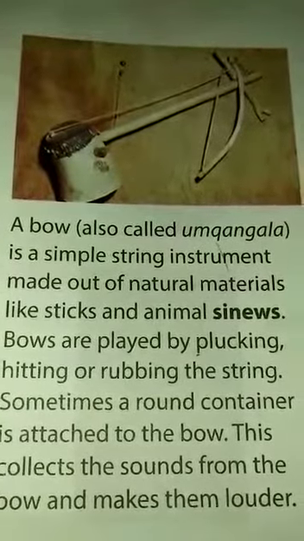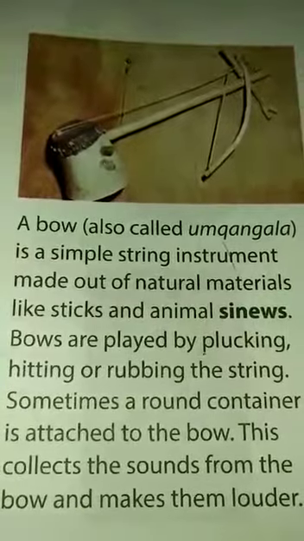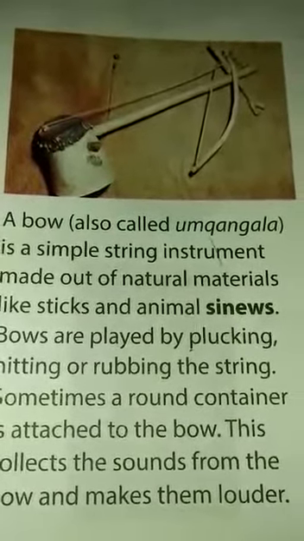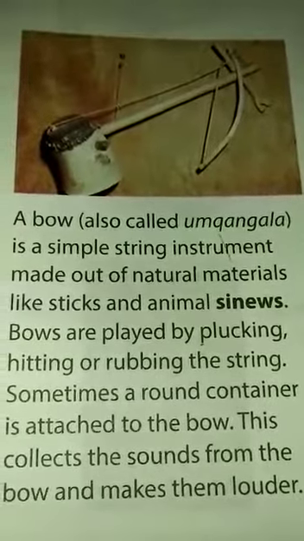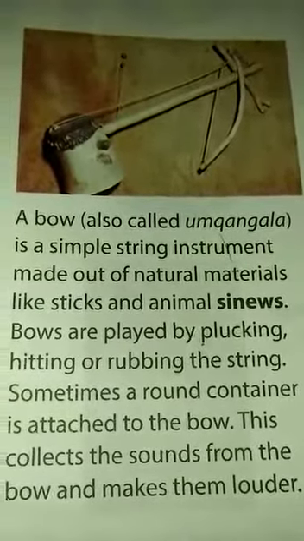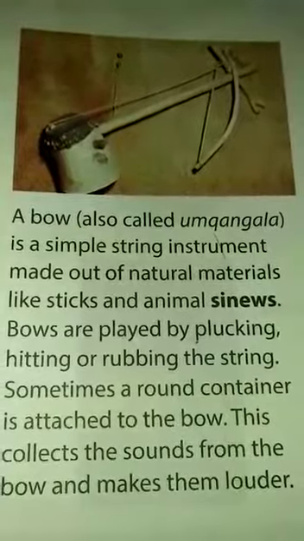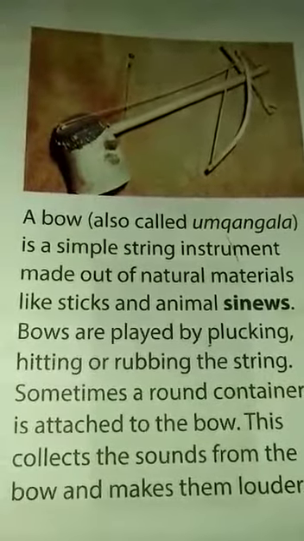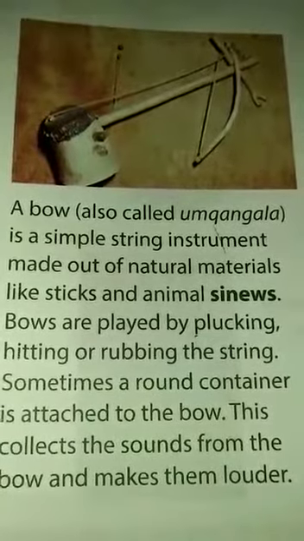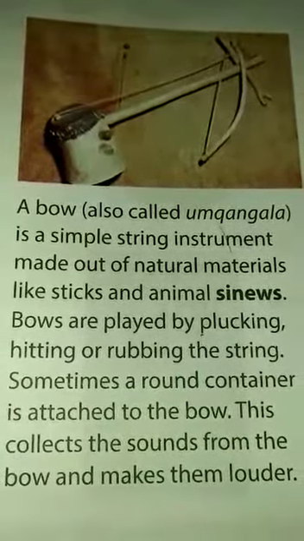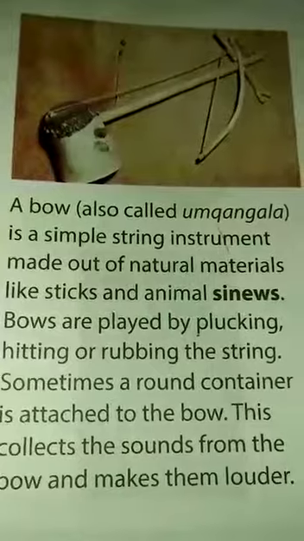A bow, also called the umqangala, is a simple string instrument made out of natural materials like sticks and animal sinews. Bows are played by plucking, hitting, or rubbing the string. Sometimes a round container is attached to the bow, which collects the sounds from the bow and makes them louder.